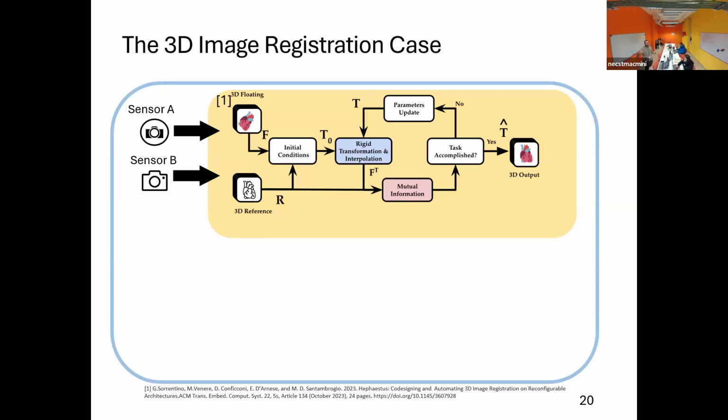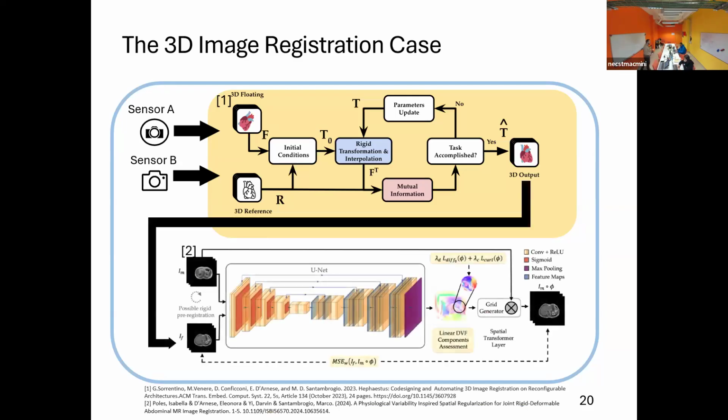This preprocessing requires to repeat multiple times the transformation and mutual information step, but the final output will be a floating volume in which the rigid deformations are corrected. And the output of this can be given as input to a neural network to finally complete the registration step, correcting also non-rigid deformations.